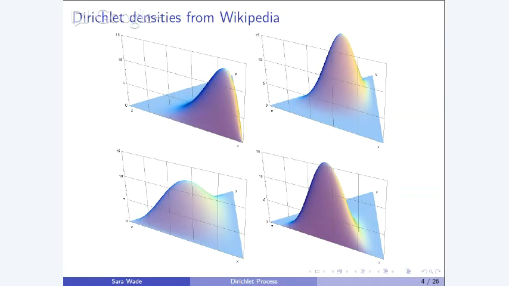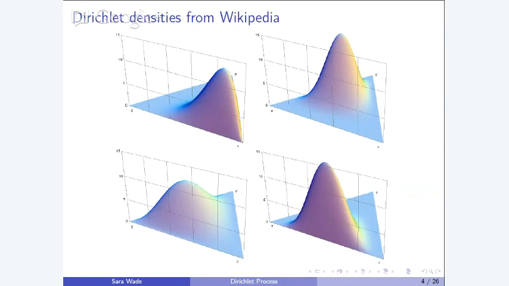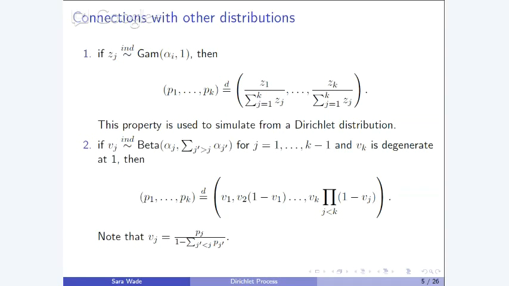Okay, here are some examples of Dirichlet densities taken from Wikipedia. We can see we have different parameters that control the mass. This is an example of a three-dimensional vector here. So it lies on the k minus 1 simplex. It must lie in this space here. And here are examples of the density for different values of the parameters.